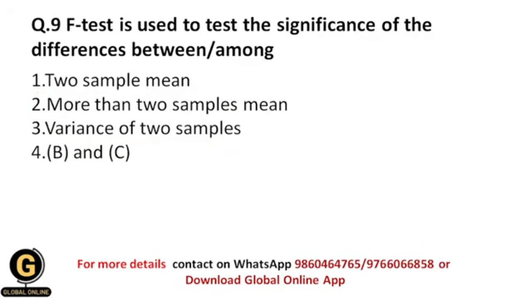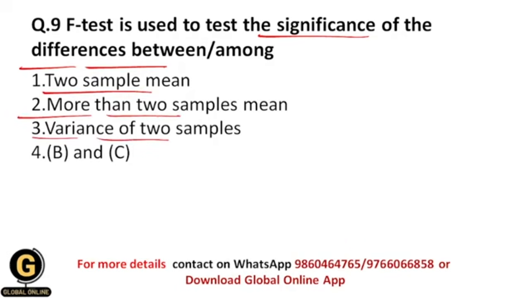Next, the F test is used to test the significance of the differences between or among what? What is the usefulness of the F test, why do we use it? Whether we need to identify the significance of the differences between or among two sample means, more than two sample means, or the variance of two samples, or B and C, meaning the second and third options. Students, as I told you earlier, the F test is a parametric test, and it is based upon the F statistic, which is nothing but a ratio.